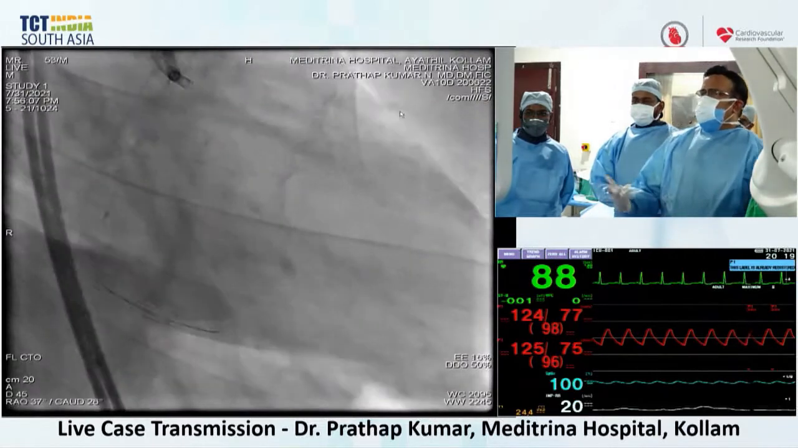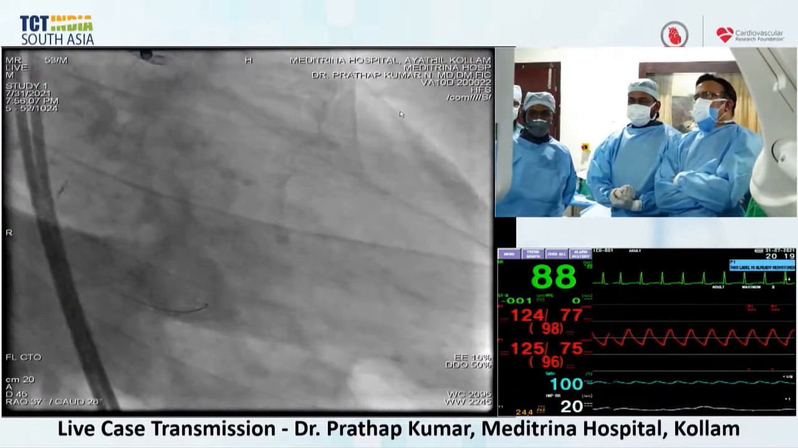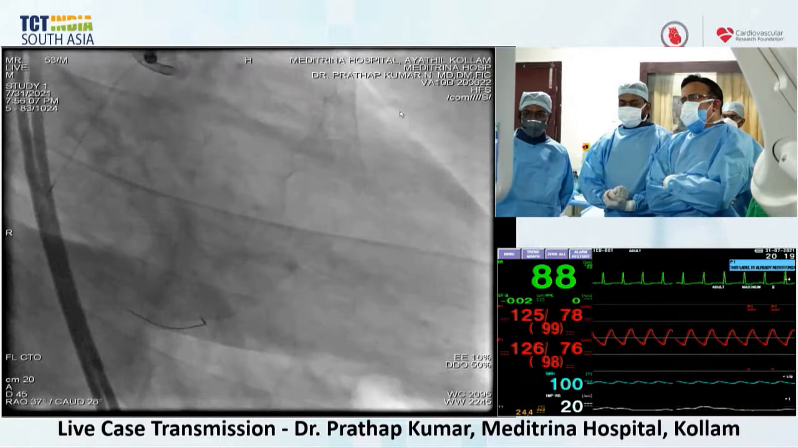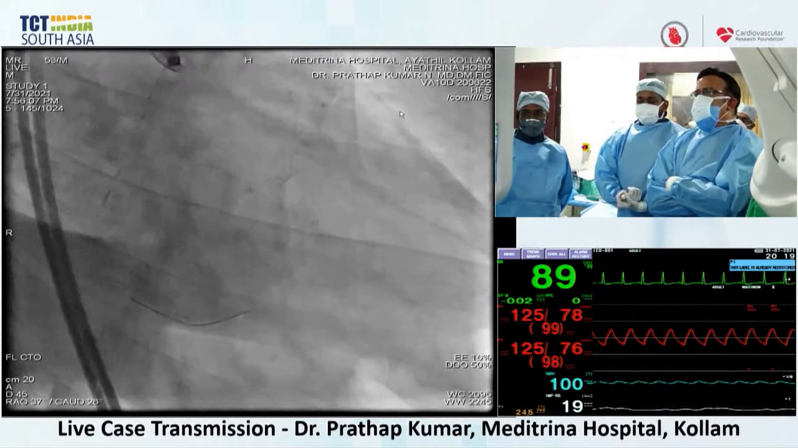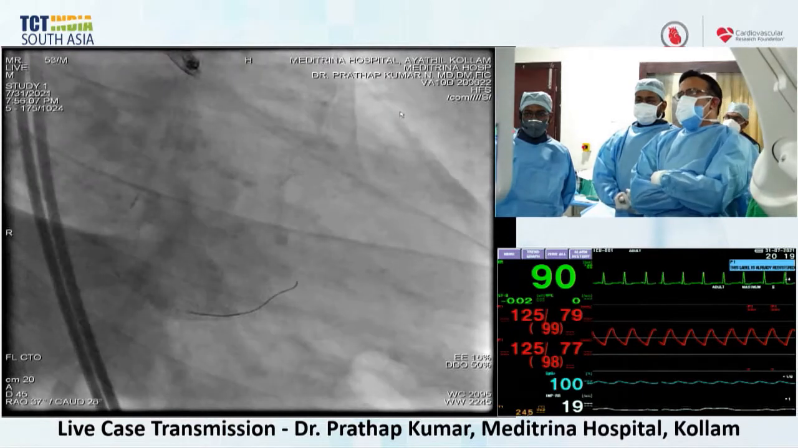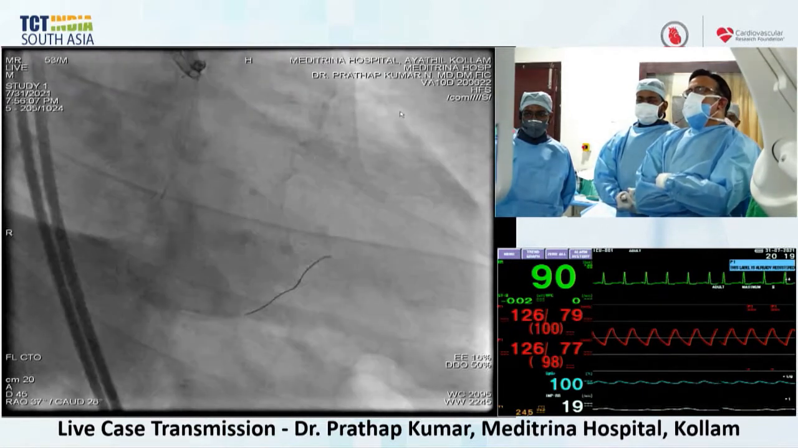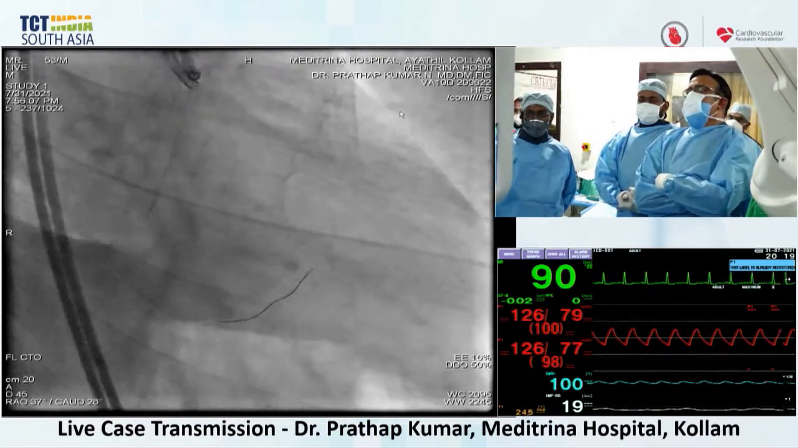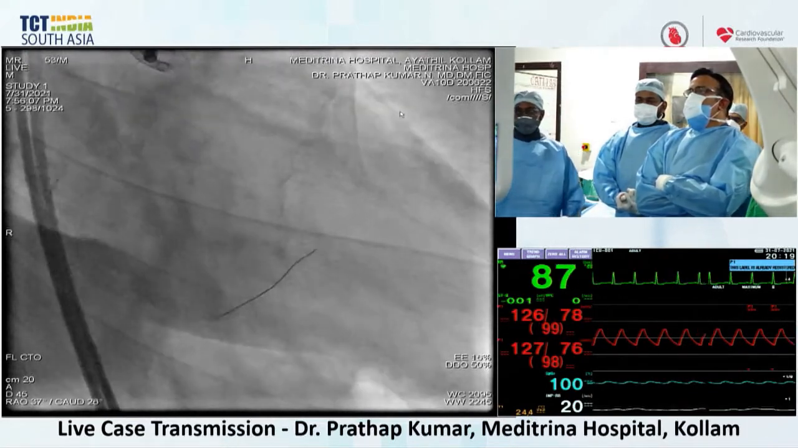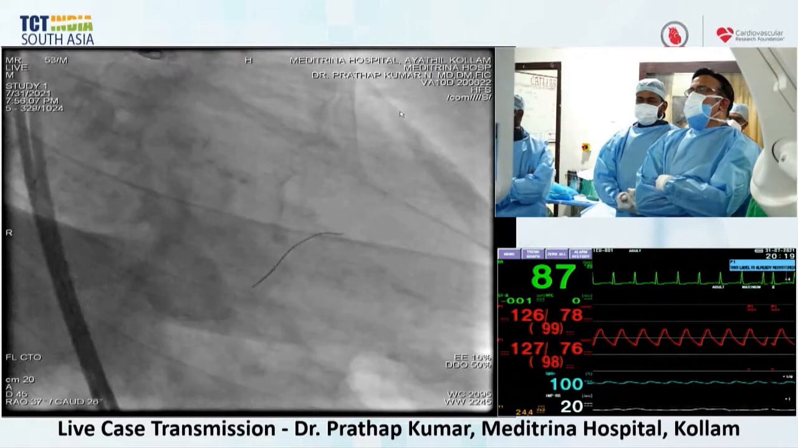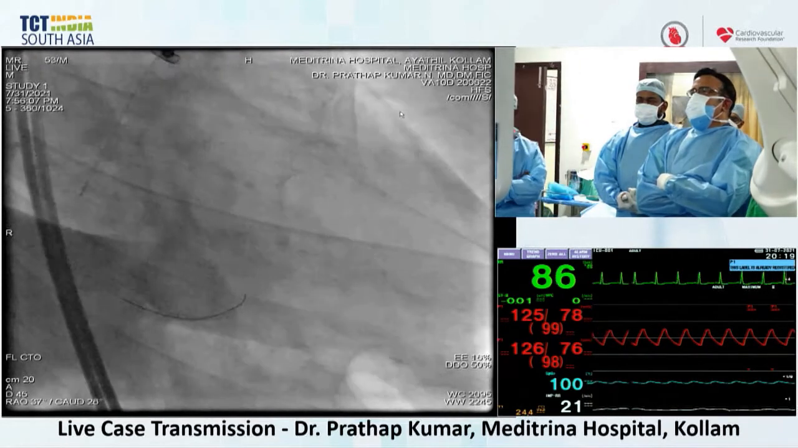So we just took a wire. Actually, I took a Caravel with a Fielder FC wire. Probably the approach will be different. That was not the vessel I was looking for. That's not the connection I was looking for, actually.